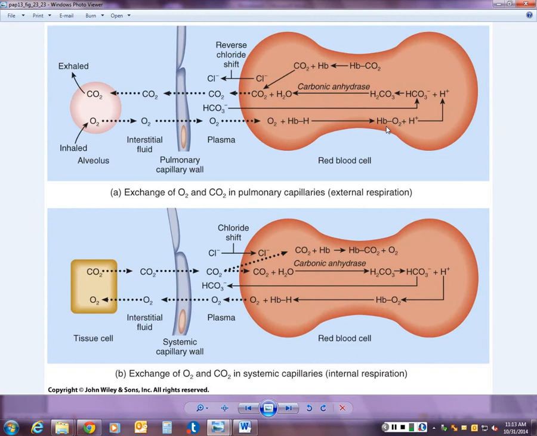Now let's tell carbon dioxide's story. Account for each way that carbon dioxide is transported. 7% of your carbon dioxide is simply dissolved. You don't have to do anything to it. You don't have to change it. It's already carbon dioxide. So it simply goes down that partial pressure gradient, enters the alveolus, and is exhaled out. You're done with that form.